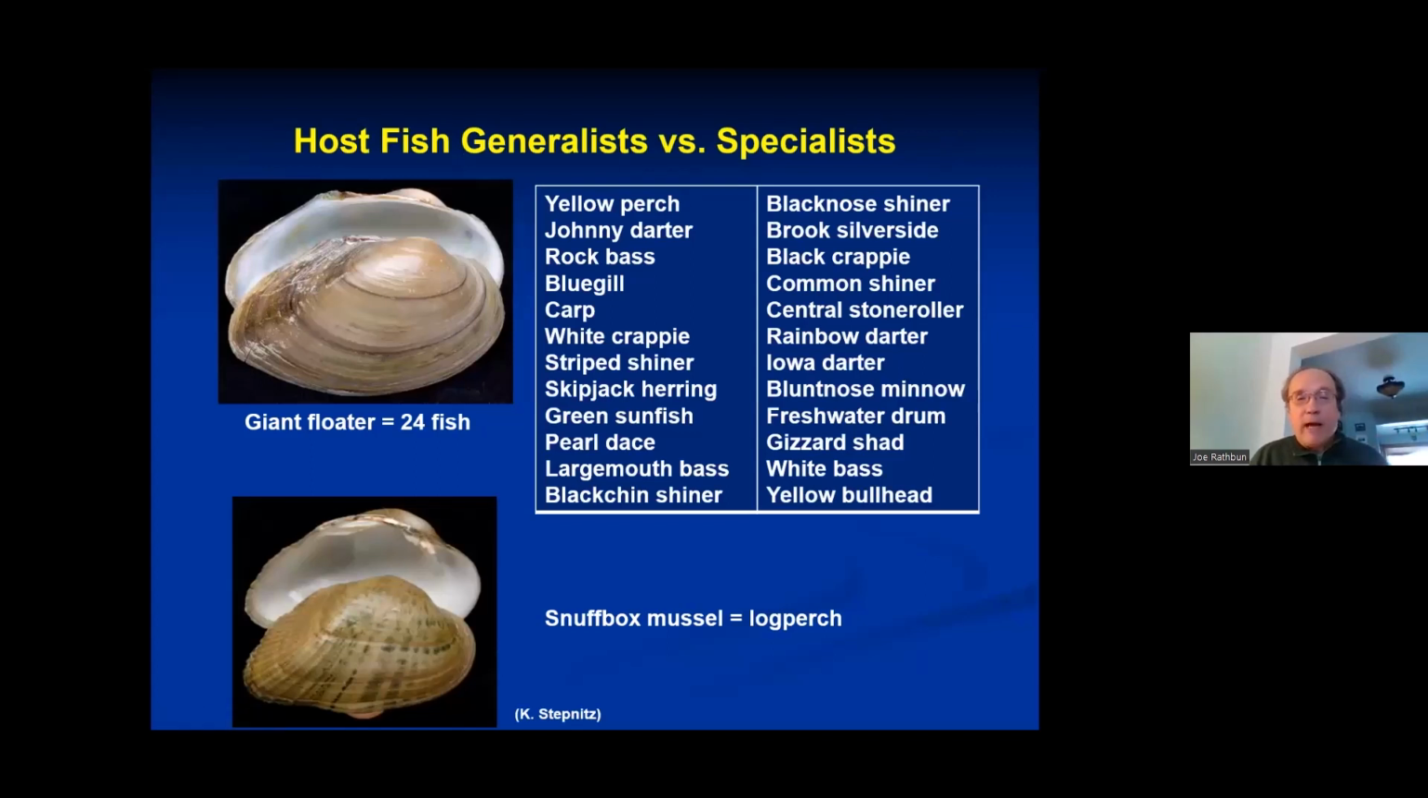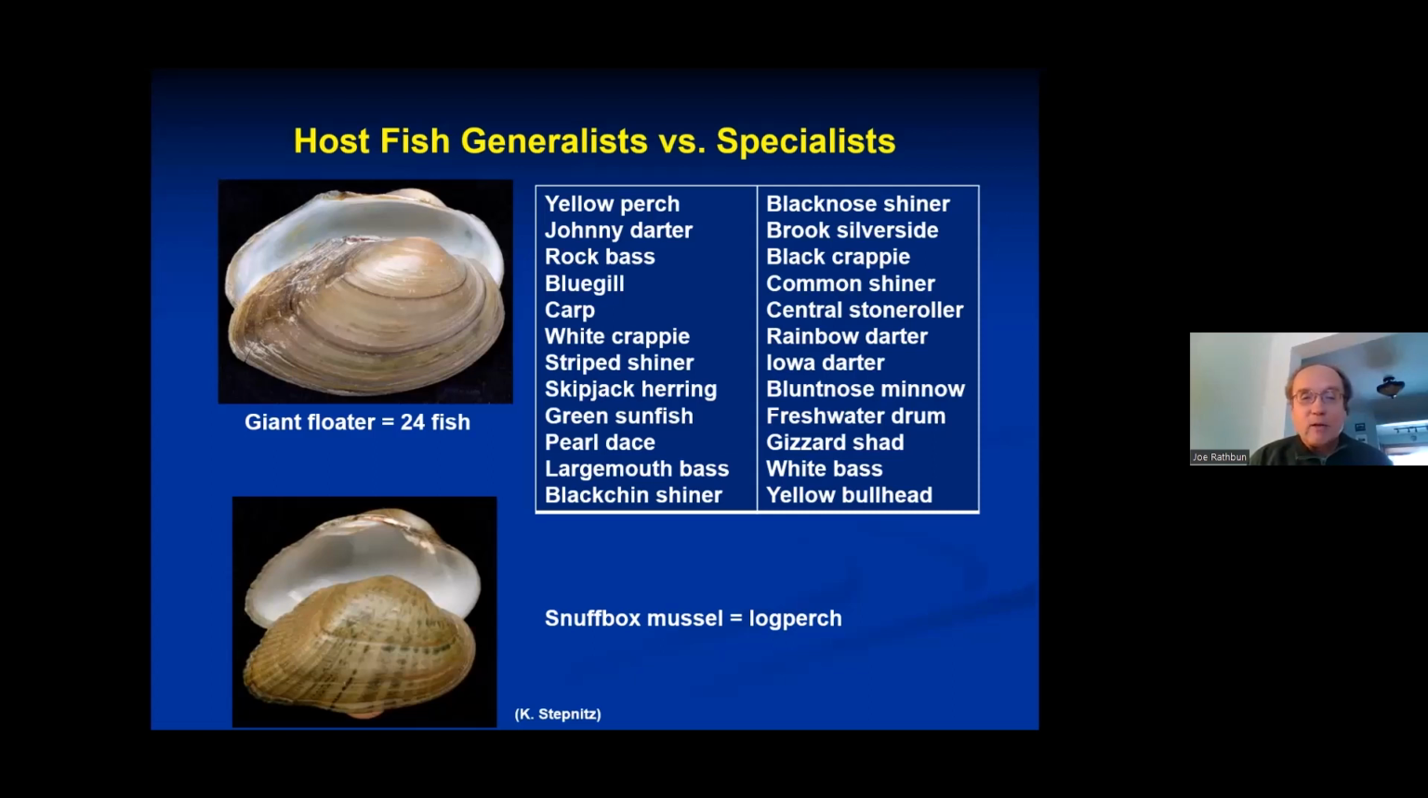There's a wide variety of fish that are used by mussels as host fish. Some mussel species are host fish generalists. The giant floater, a very common species in Michigan, is known to use 24 different fish species as host fish. The snuffbox mussel that I just showed you is known to only have one, the log perch.